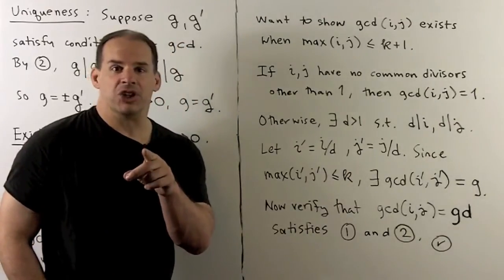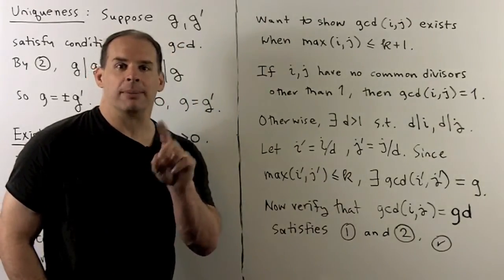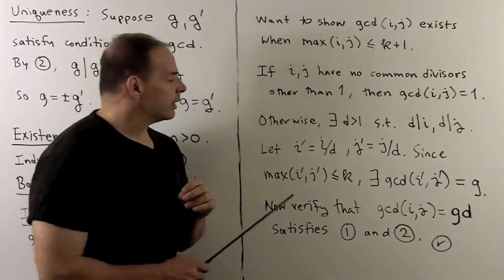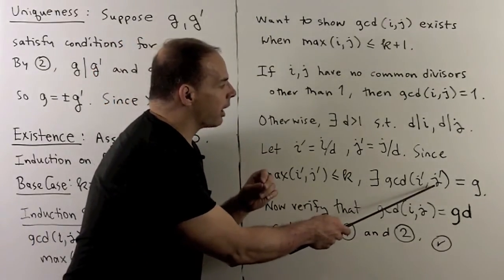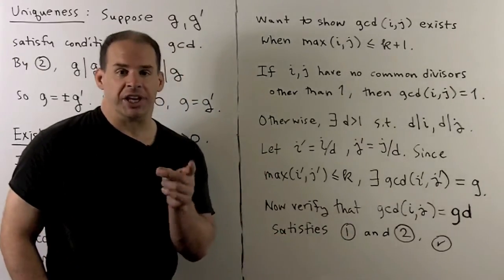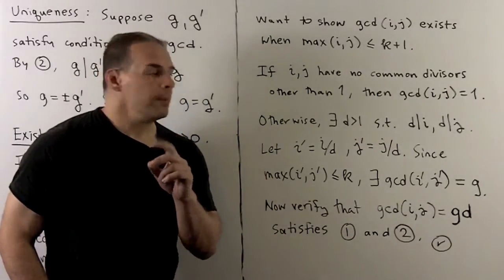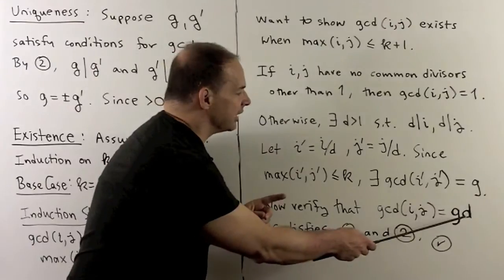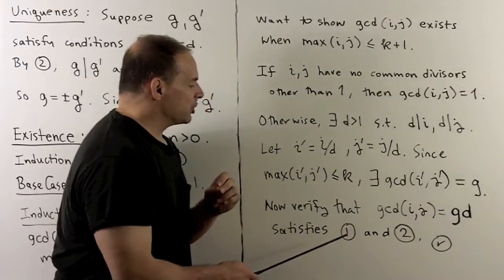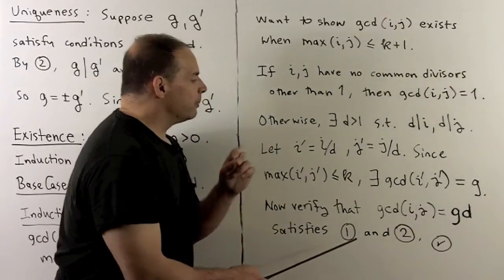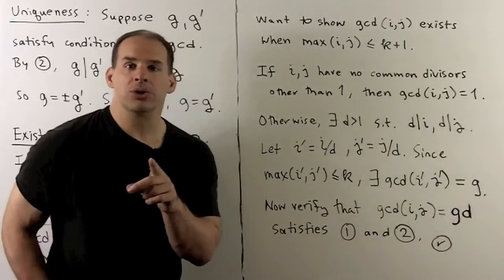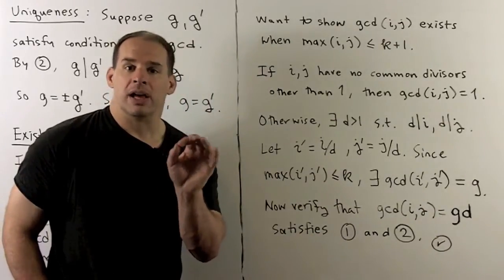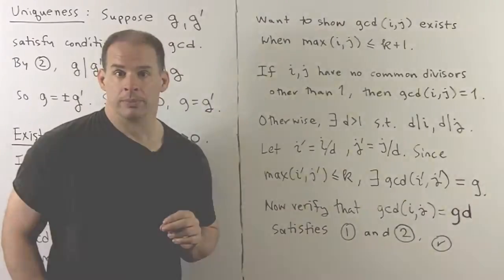These satisfy the condition, okay, i' and j' less than or equal to k. So that means there exists a greatest common divisor of i' and j'. We'll call that g. Now, if we check g times d, that satisfies the conditions of 1 and 2, and that's going to be the greatest common divisor of i and j. So that shows our induction proof, and thus we have existence.